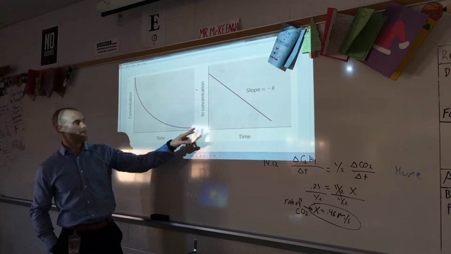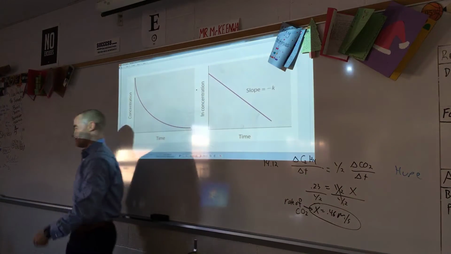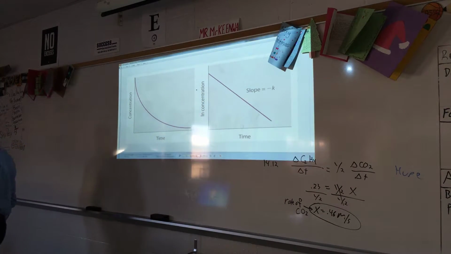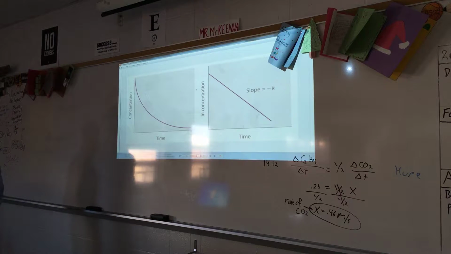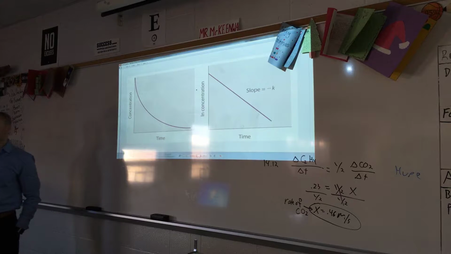It's got a slope to it. Natural log of concentration versus time is a straight line. And the slope is negative k, the rate constant. Same thing with that first order. The rate constant is the slope. And the concentration of A versus time for the zero order, the slope would be your rate constant.